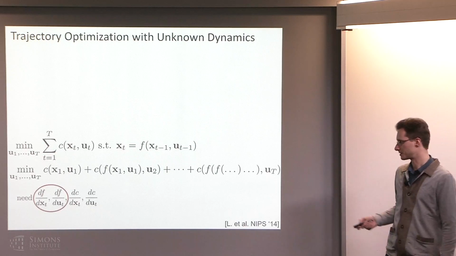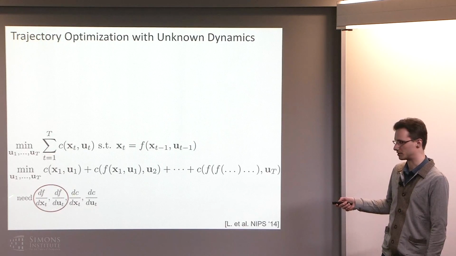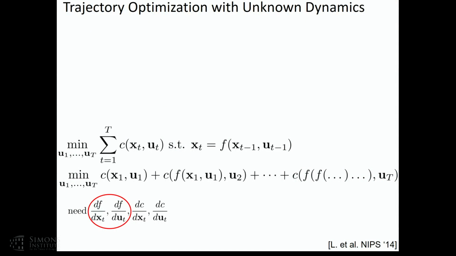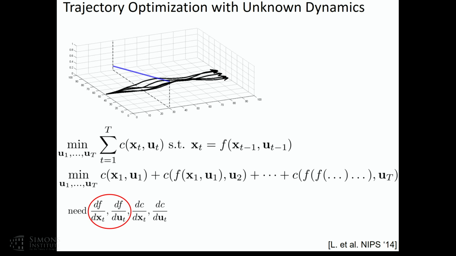So if we don't know the dynamics of the system, then the thing that we're really missing is these derivatives. That's the thing we really ought to have. Basically, how will your next state change if your current state changes, or how will your next state change if your action changes? So these derivatives are just a linearization of your system. So basically, you need to be able to draw that line that tells you how x_t+1 will depend on x_t.